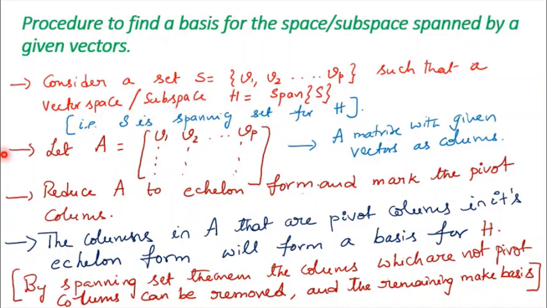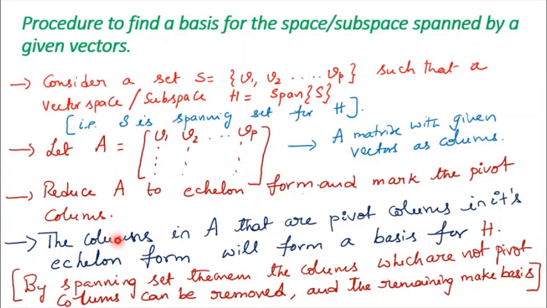For that, what we do is take a matrix A. What will be the columns in this matrix? Whatever vectors are there in S, V1, V2 and so on Vp, they will be the columns in this matrix A. So this is a matrix with the given vectors as columns. Then next step, reduce A to echelon form and mark the pivot columns. We know how to reduce to echelon form and mark the pivot columns.